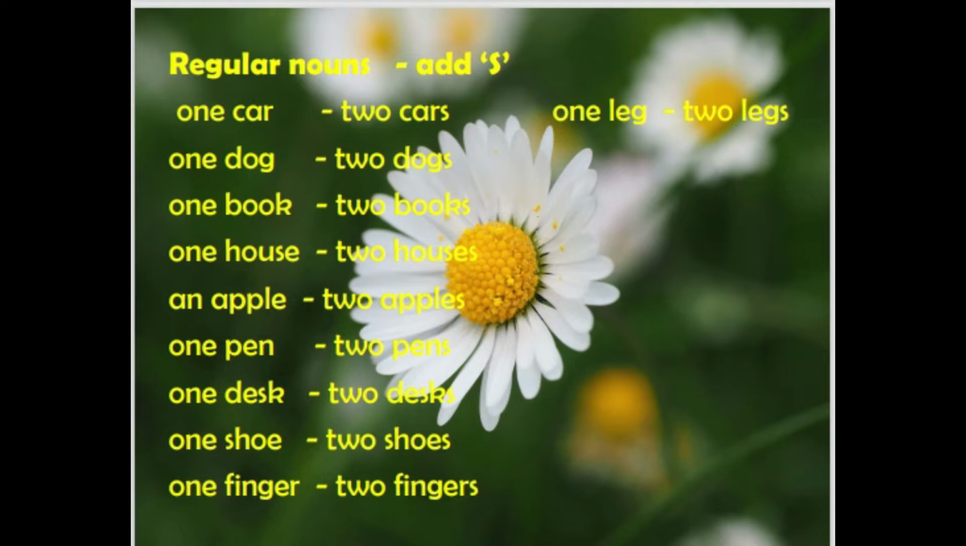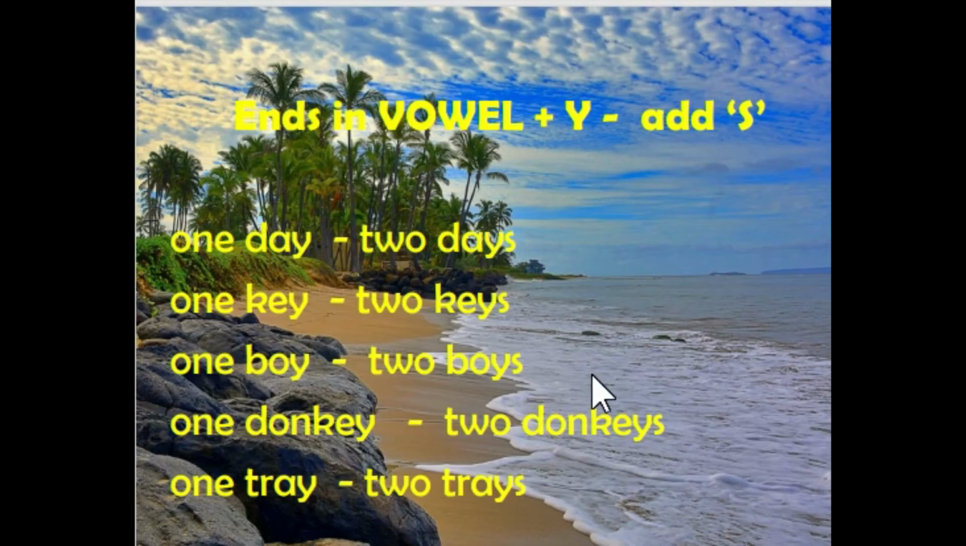One house, two houses. An apple, two apples. One pen, two pens. One desk, two desks. One shoe, two shoes. One finger, two fingers. One leg, two legs.